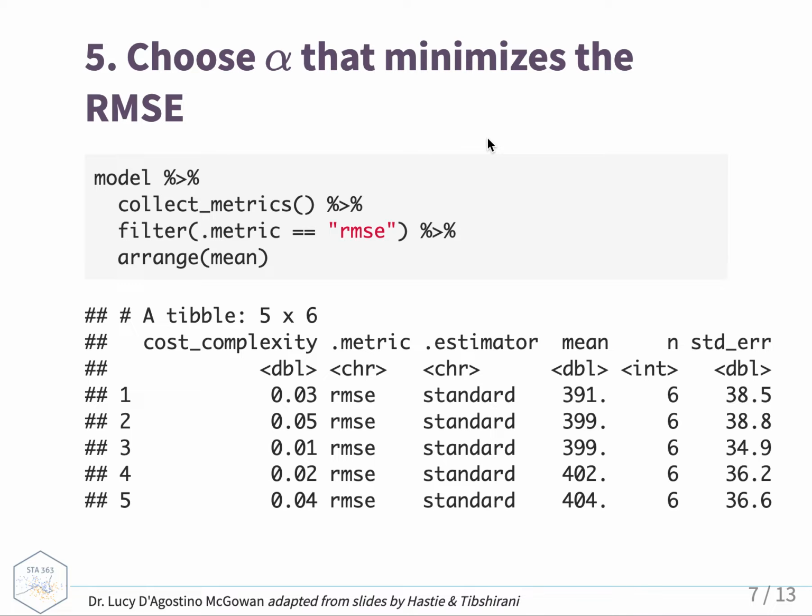So now that I've done this, I'm going to choose an alpha that's going to minimize my root mean squared error. This is the same code that we used in the last lab where you collected your metrics from the model, you filtered based on the root mean squared error, and we arranged by mean. So we end up with the smallest root mean squared error here, 391, and that corresponds to an alpha of 0.03.